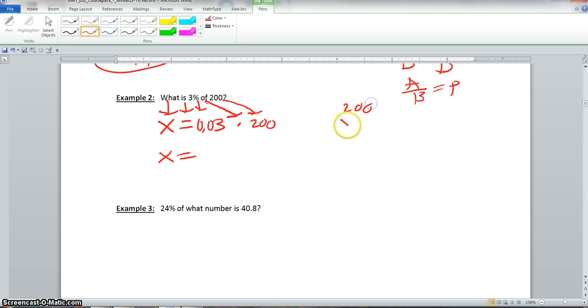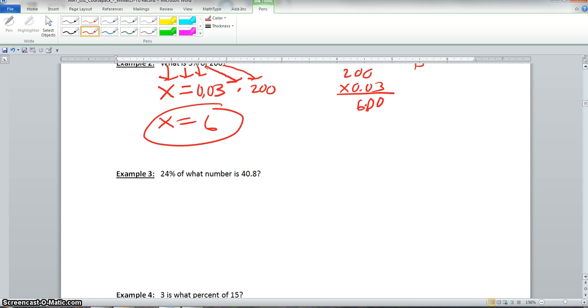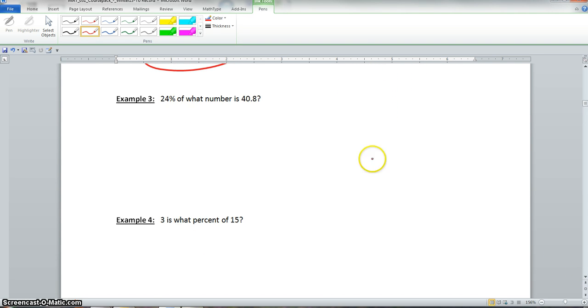We can go off to the side and multiply. 3 times 0 is 0, 3 times 0 is 0, and 3 times 2 is 6. We don't need to multiply these zeros. So we count how many digits we have behind the decimal, which is 2. So this is 6.00, which we know is just 6. Okay, now we go down here to example 3. We have 24% of what number is 40.8. So the first thing we would do is this 24% is 0.24.